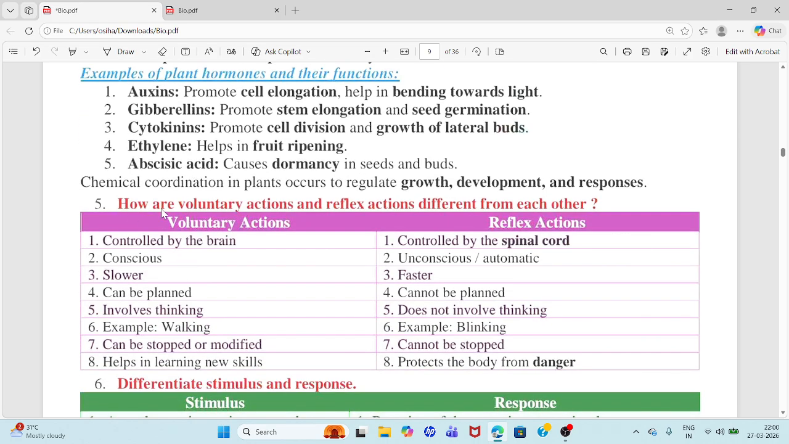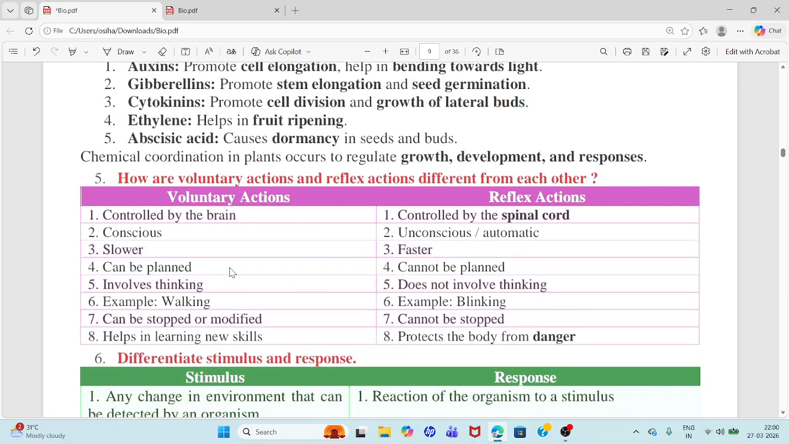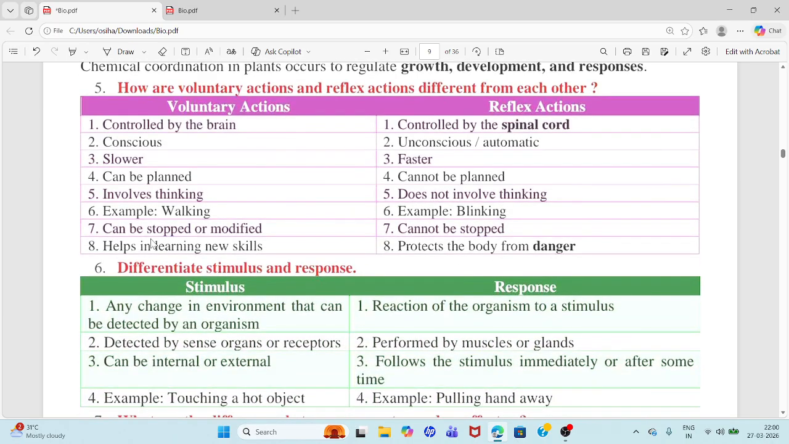Fifth question. How are voluntary actions and reflex actions different from each other? Voluntary actions are controlled by brain. Here controlled by spinal cord. Conscious, unconscious or automatic. Slower, faster. Can be planned, cannot be planned. Involves thinking, does not involve thinking. Walking is an example. Here blinking is an example. Can be stopped or modified. Here cannot be stopped. Helps in learning new skills. Protects the body from danger.